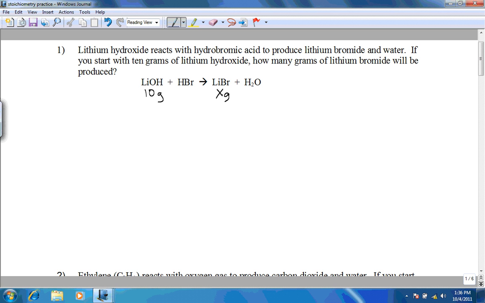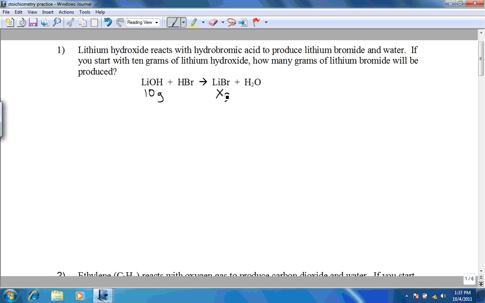Before we start, let's make sure that our equation's balanced. We have one lithium here, one lithium here, one oxygen here, one oxygen here. We have two hydrogens, and one bromine. So we're okay with balancing.